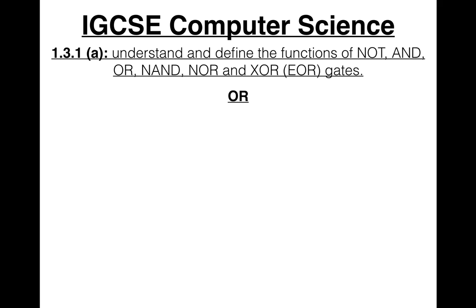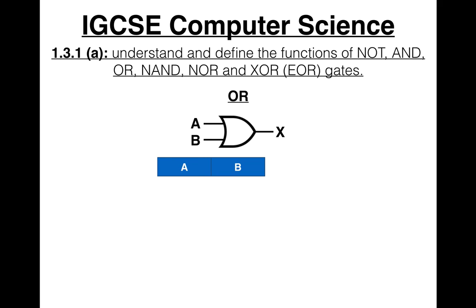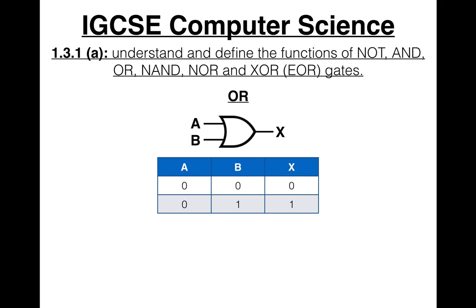The OR gate is a similar idea, but of course a different truth table. So again, we get the inputs and the output, but for OR, 0 or 0 makes 0, 0 or 1 makes 1, 1 or 0 makes 1, and 1 or 1 makes 1. So why is this the case? Why does 1 or 1 make 1?